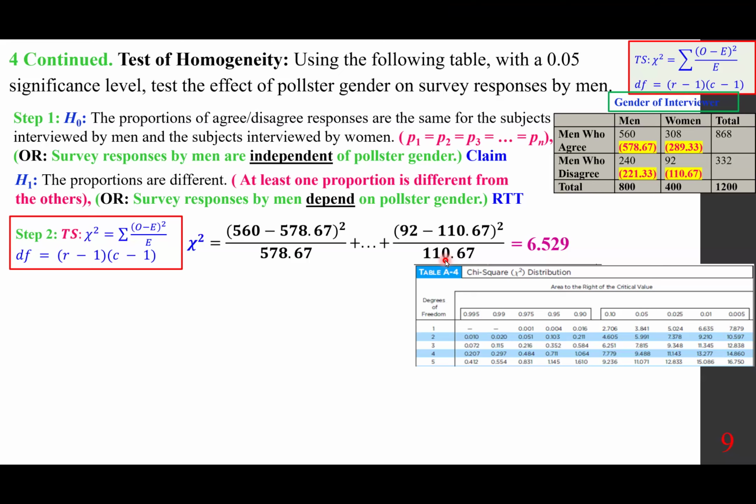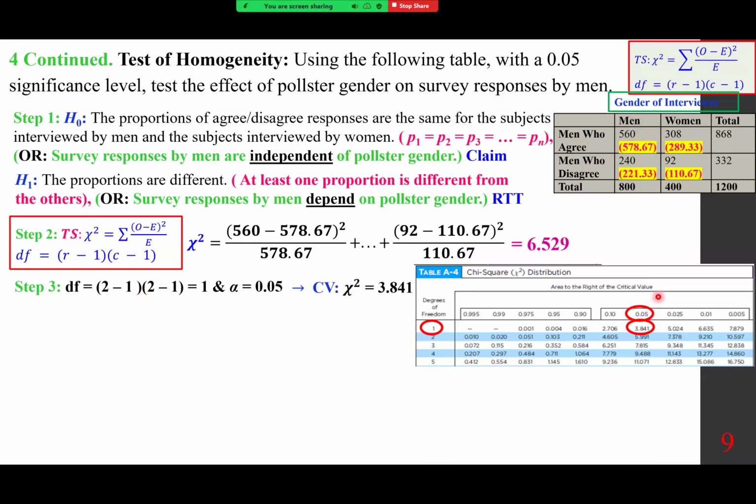Degrees of freedom: number of rows 2, number of columns 2. (2 minus 1) times (2 minus 1) makes it simply 1. Alpha is 0.05. So in the left column, you look for the number 1, and up here, you look for 0.05. The answer is 3.841. And if you go with the graph, you see that the chi-squared value of 3.841 is your critical value.